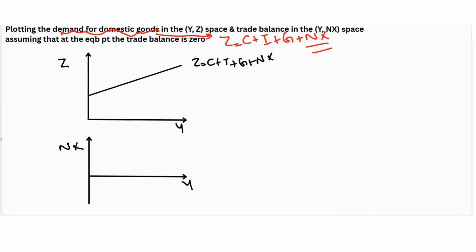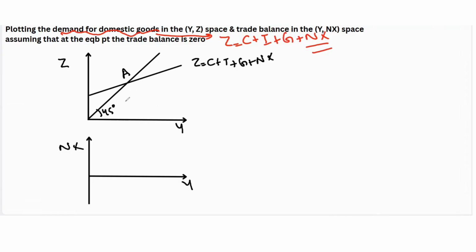Then we have to plot the 45-degree line in order to pin down the equilibrium output. So this is the 45-degree line. We know equilibrium output in the goods market is given at point A, at the intersection of the 45-degree line and the demand schedule.